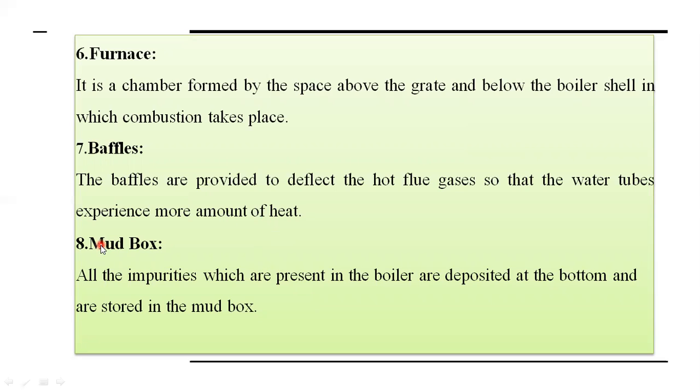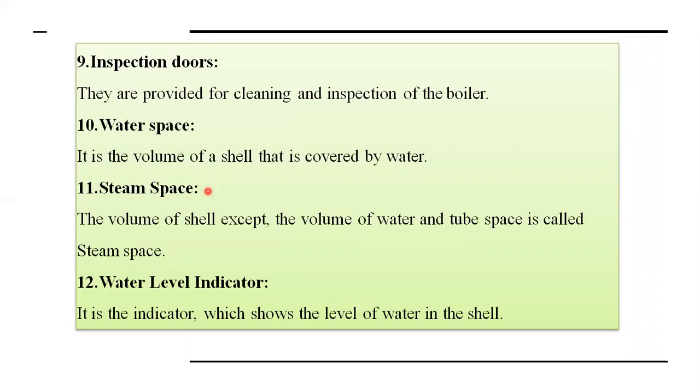Then mud box. The mud box is where all the impurities present in the boiler get deposited at the bottom side of the boiler and are stored. Then the next part is the inspection doors. Every boiler is provided with such doors in order to clean the boiler as well as to inspect it. All these functions are performed by the inspection doors.